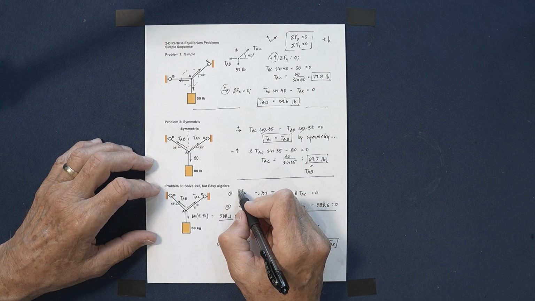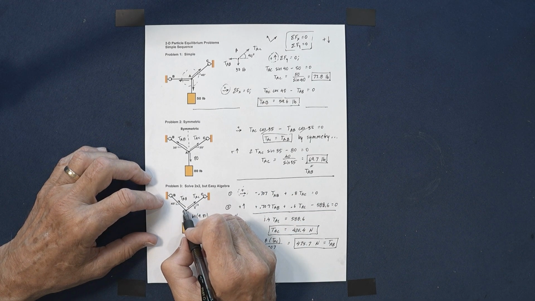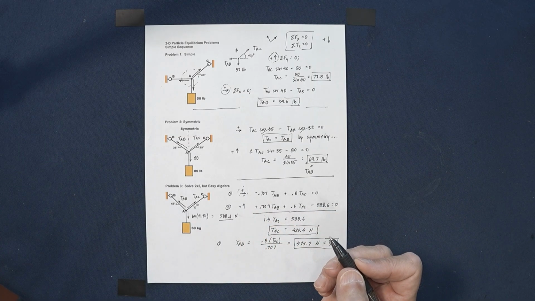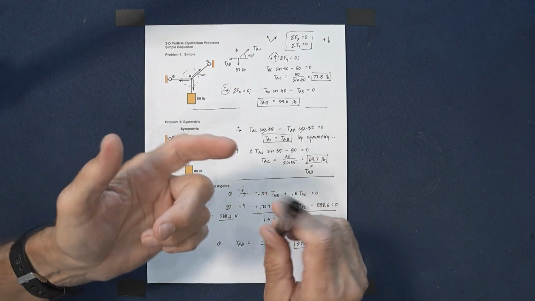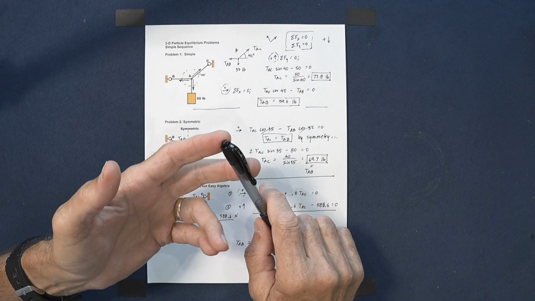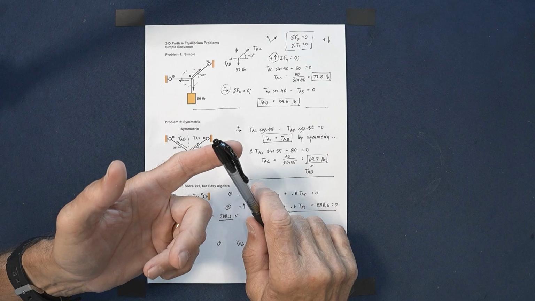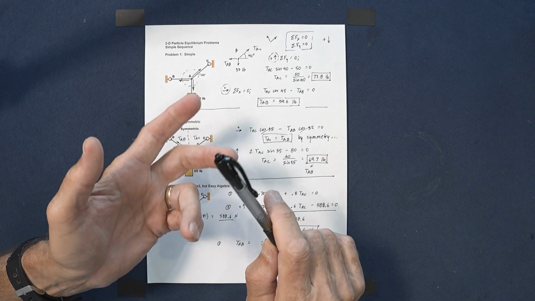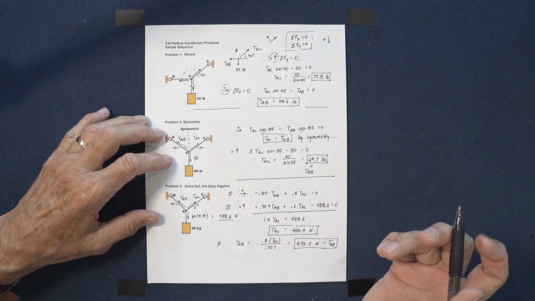For my x equation, I'll take to the right to be positive. I've got a cosine 45. So cosine of 45 is 0.707. And sine of 45 is 0.707. That's a number that you should have memorized. So cosine and sine of 45 is 0.707, which is square root of 2 over 2. For a 30-degree angle, cosine of 30 is 0.866. Sine of 30 is 0.5. Cosine of 60 is 0.5. Sine of 60 is 0.866. Those are numbers that you should have memorized.